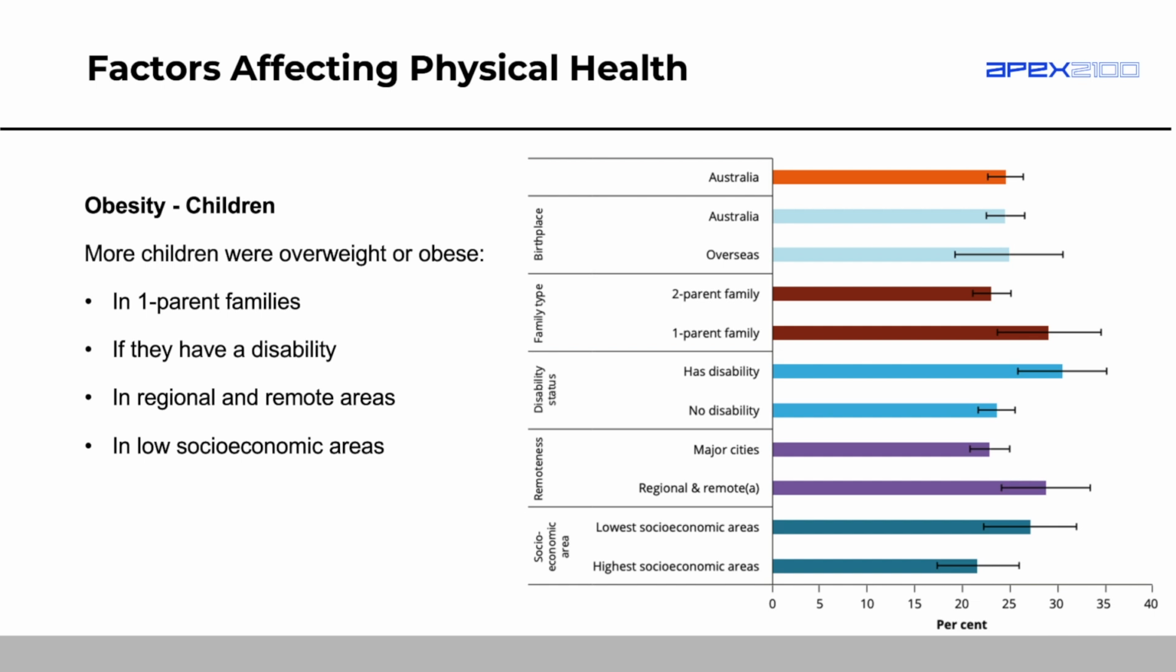And then lowest socioeconomic areas and highest socioeconomic areas. So think of this as money. If you're living in a poor area versus in a rich area, living in a poor area makes you more likely to be overweight as a child.